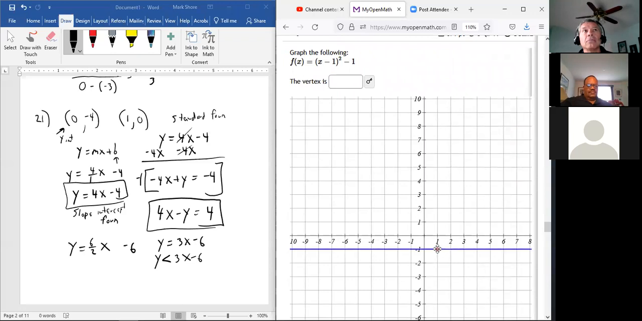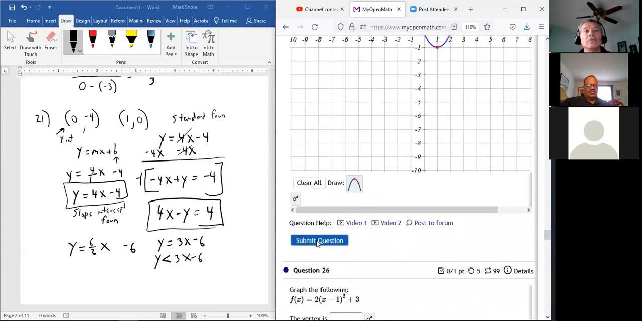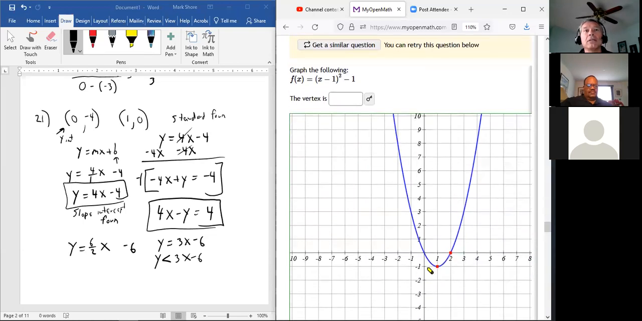And then since that is a positive, we go up. So we don't go straight up. We go right 1, up 1 like that. Or you can go left 1, up 1. It doesn't matter, but it gets you both sides going to the same place. And that's all there is to that one. Oh, I guess we wanted to know the vertex point. The vertex point is right here at 1, -1. So we'll put that in.